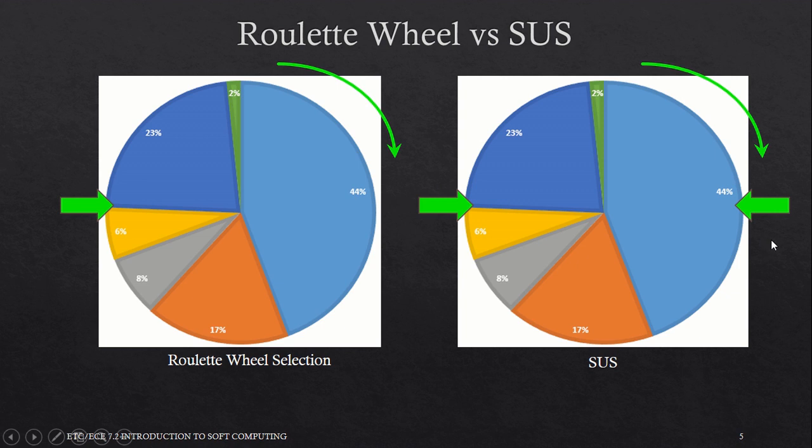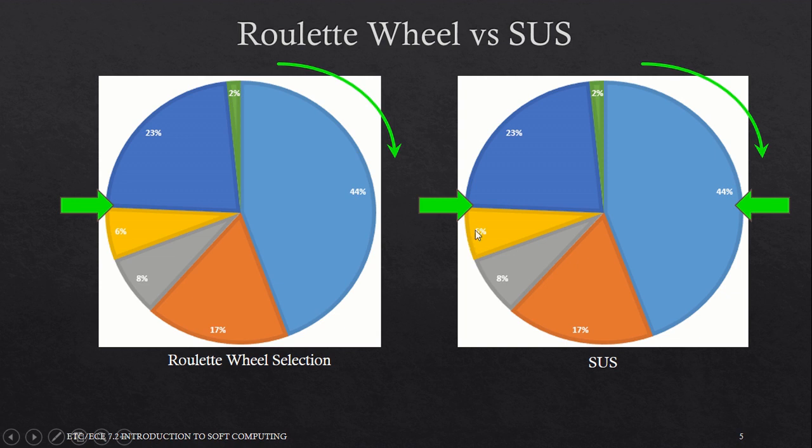Let us assume that we want to select two individuals. That means we will need two pointers like this. If one pointer is placed here, the other pointer is placed exactly on the opposite side of the roulette wheel. Then the wheel is spun. It will stop randomly at some location. The individuals at the pointer locations are selected.